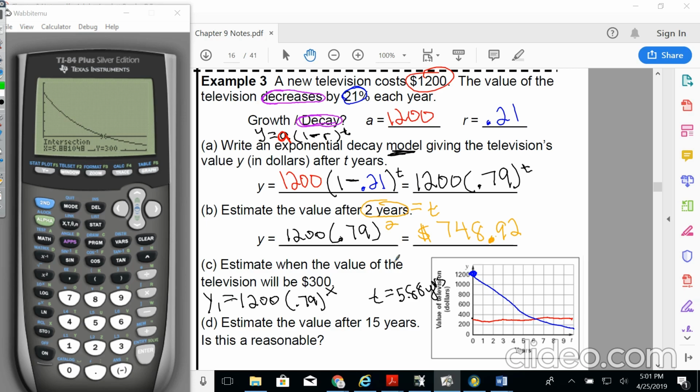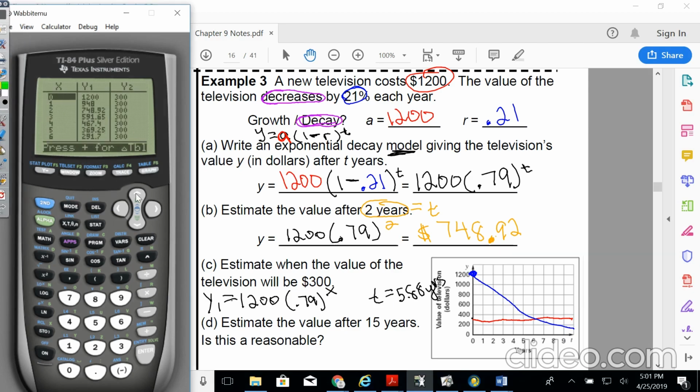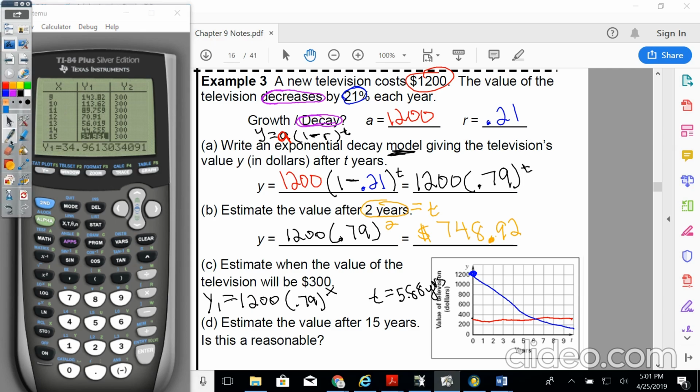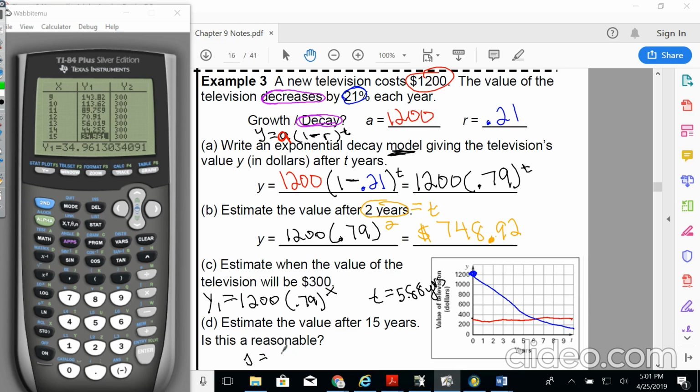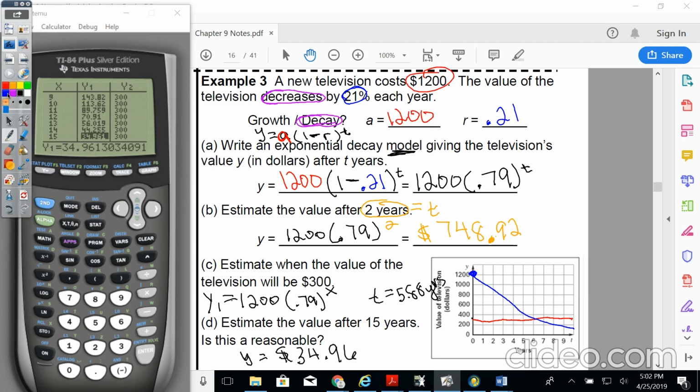All right, and then part D, it's asking us to find it after 10 or 15 years. So you can plug in 15 for the exponent, but since we already have it right here in the calculator, I'm just going to look at the table. So go to where it's 15, and it says that the price would be $34.96. Then it asks, is it reasonable?